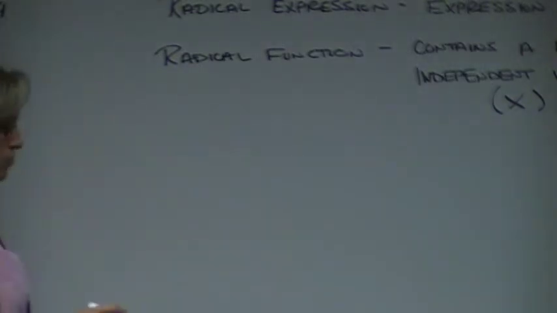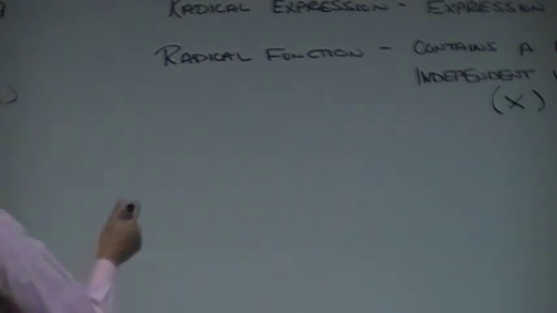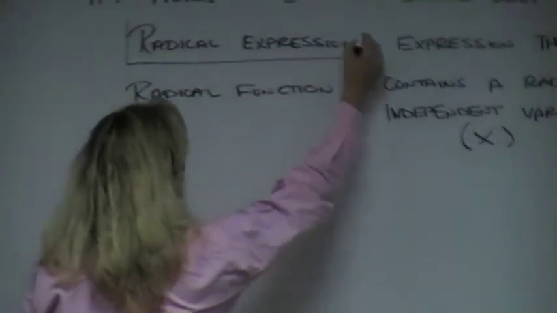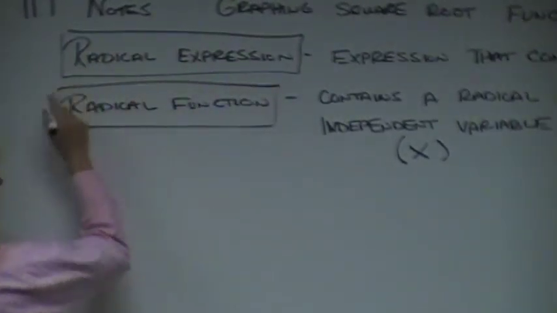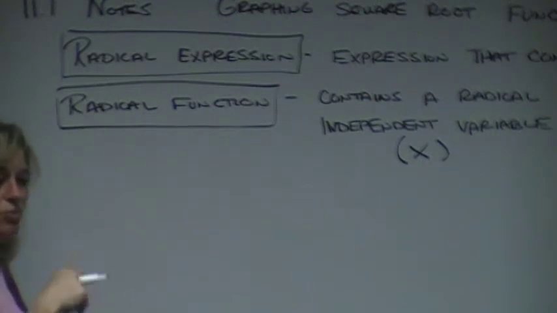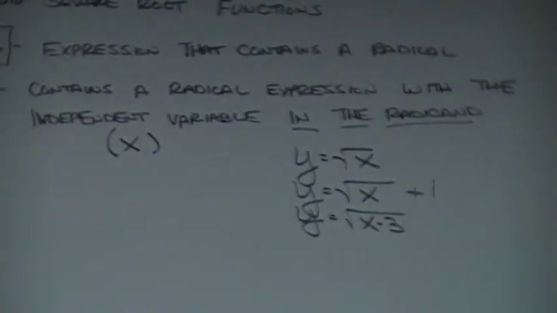So we understand that a radical expression is an expression that contains a radical, okay? All right, a radical function contains a radical expression and also has an independent variable underneath the radical. Underneath the radical or in the radicand is what it's called. All right, the last thing we're going to be dealing with in this section, guys, is no cube root functions, nothing other than just square root functions. So let's make sure we talk about that.